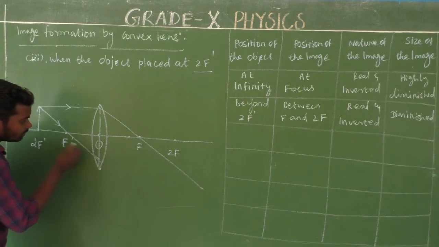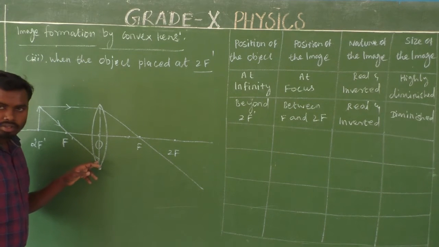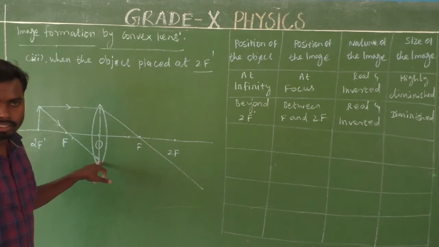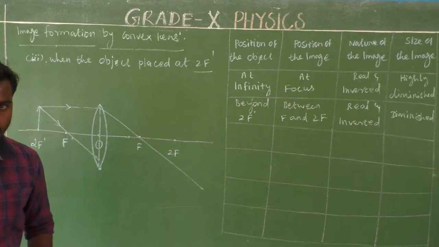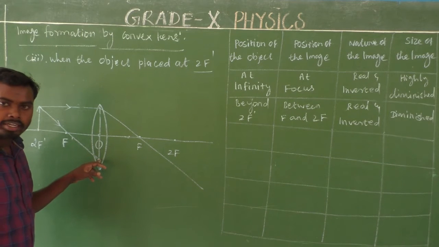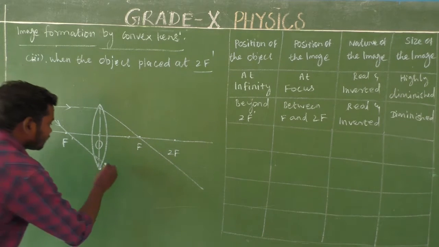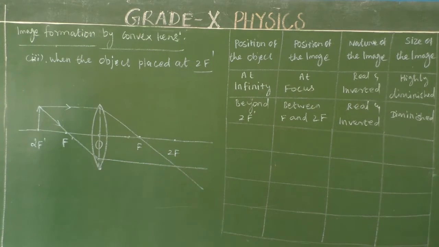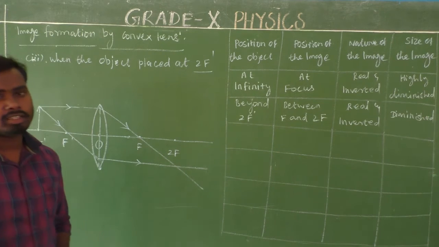Look at here, the ray of light which falls inside the convex lens. What will happen? Due to refraction, that ray of light's direction should change. After refraction, this ray of light becomes parallel to the principal axis, like this. Very simple. Can you see clearly? Very easy, don't get confused.